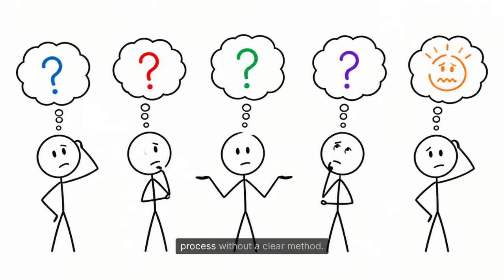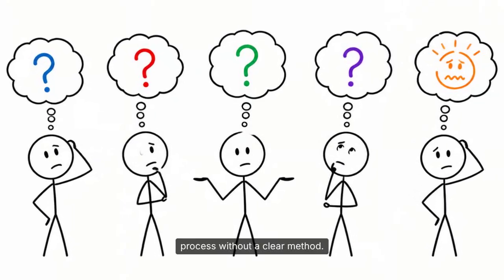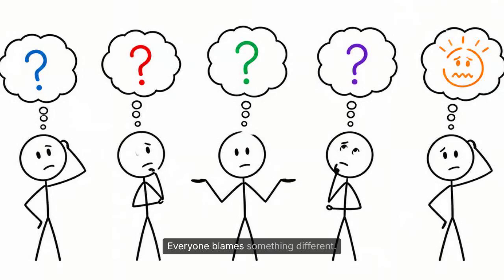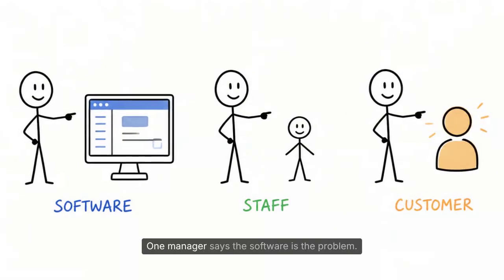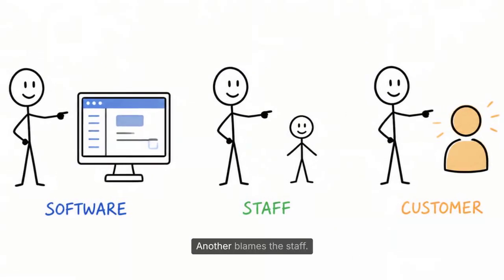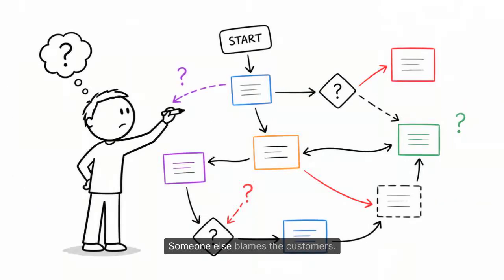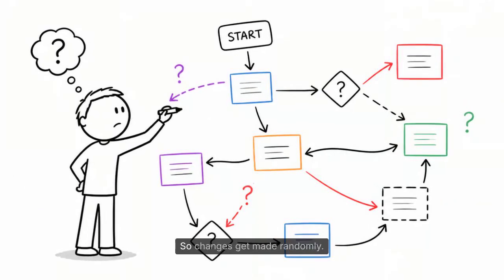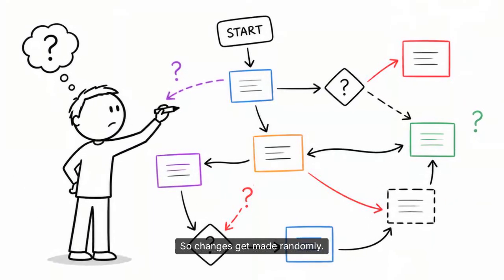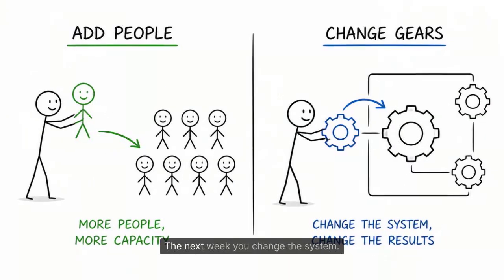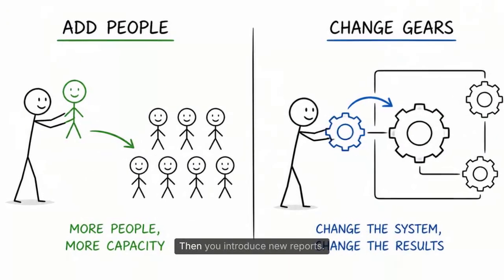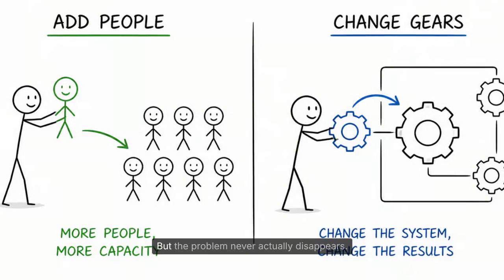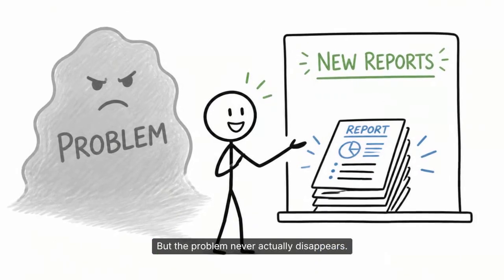Imagine trying to improve a process without a clear method. Everyone has opinions. Everyone blames something different. One manager says the software is the problem. Another blames the staff. Someone else blames the customers. So changes get made randomly. One week you add more people, the next week you change the system. Then you introduce new reports. But the problem never actually disappears.